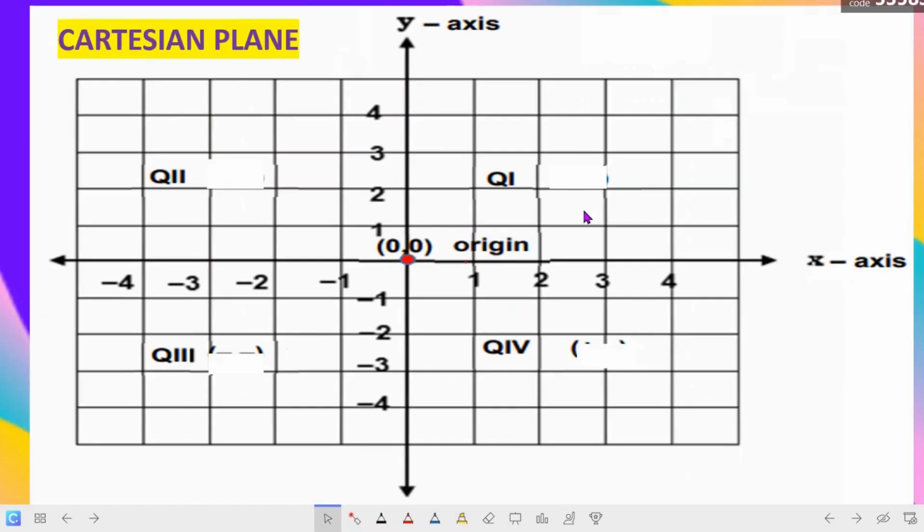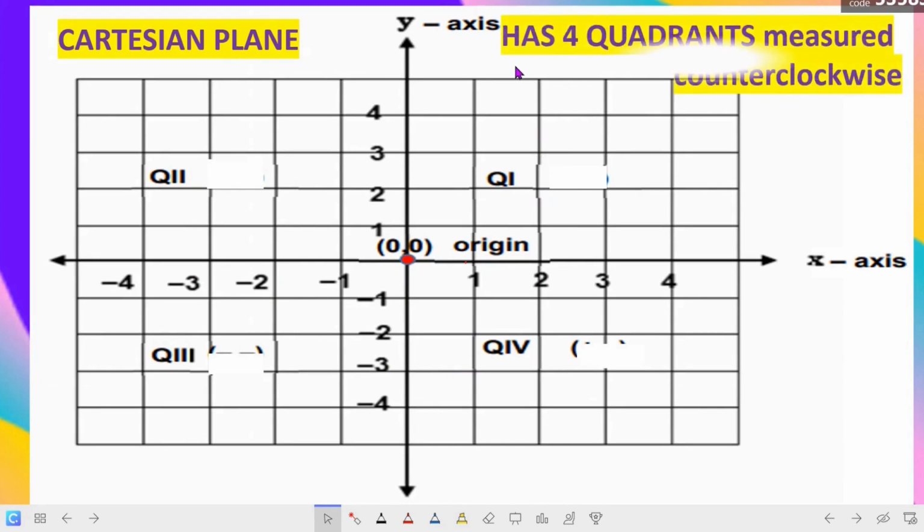All right. What else do we see in this Cartesian plane? You can see that there are 4 different divisions actually, and we call them quadrants. So the Cartesian plane has 4 quadrants measured counterclockwise. Here is the first quadrant.